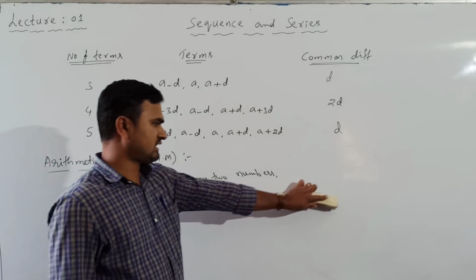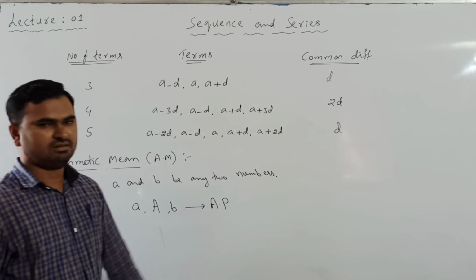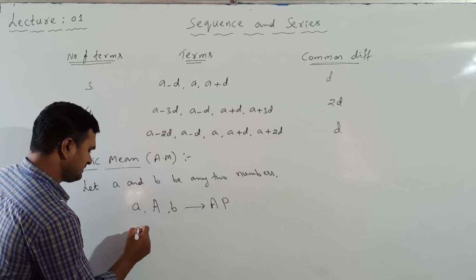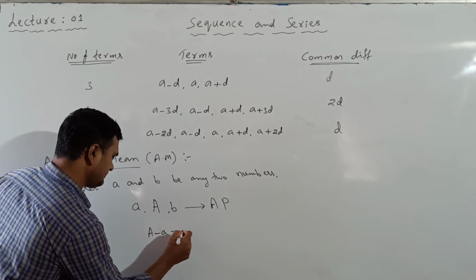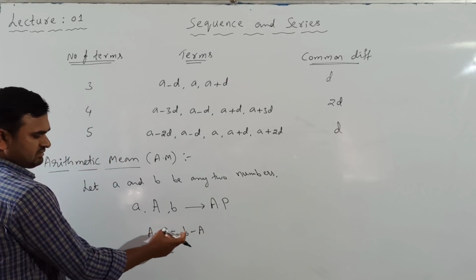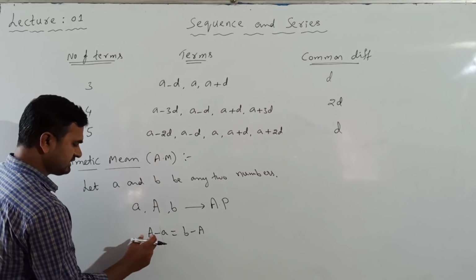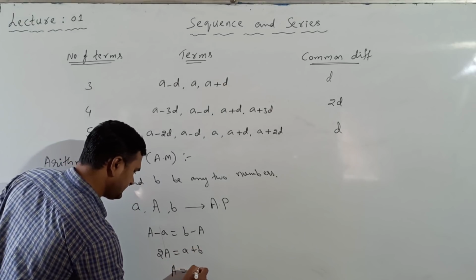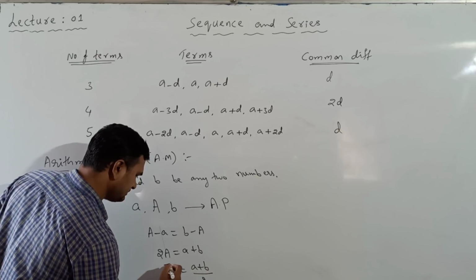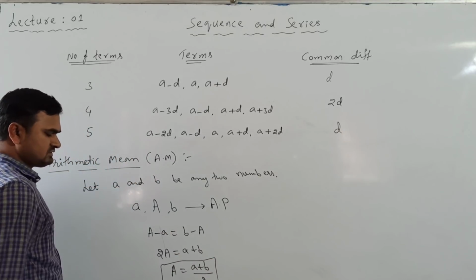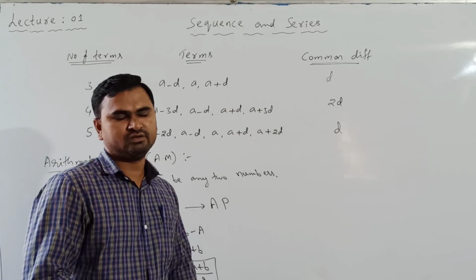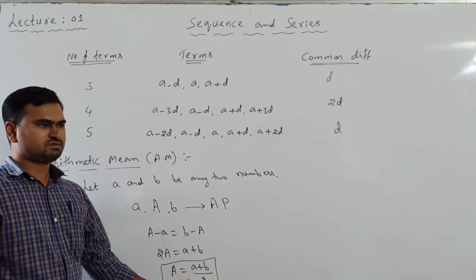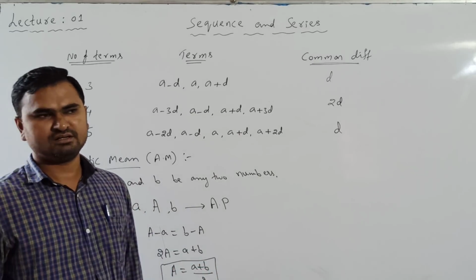Now how do we find this capital A value? Since they are forming an AP, the difference should be the same. So we can write that A minus a will be the same as b minus A. Now we need to find the A value. Rearrange, bring A to this side. So 2A is a plus b, and the A value will be a plus b by 2. So the required arithmetic mean of two given numbers a and b is a plus b by 2.